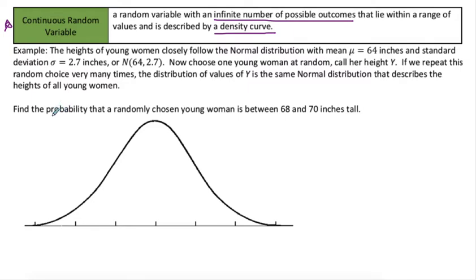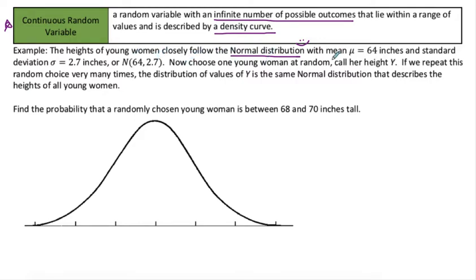Excuse me, had to sneeze there. All right, so this is going to go back to our normal distributions where we can do normal calculations. For example, it says the heights of young women closely follow the normal distribution with a mean of 64 inches and a standard deviation of 2.7. Or we could write that using our normal description, N(64, 2.7).